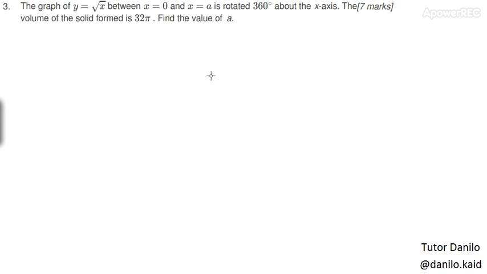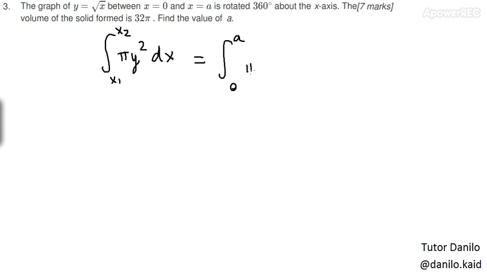Okay, so in this question, you want to find the value of a given the volume of the solid formed. So what's the solid? It's the graph of y equals square root of x between x equals 0 and x equals 8, rotated 360 degrees about the x-axis. For this problem, you use a formula. It's basically the integral of pi y squared dx, and you integrate from values x1 and x2, that in this case are going to be 0 and a, right?